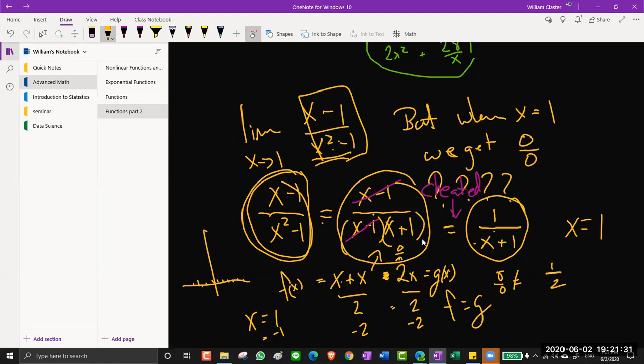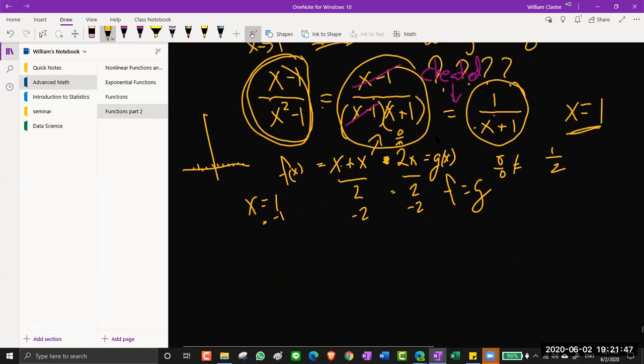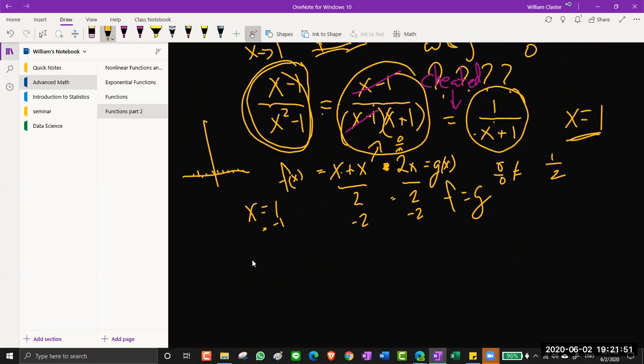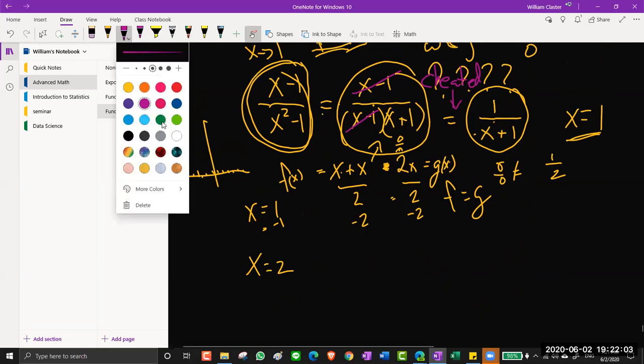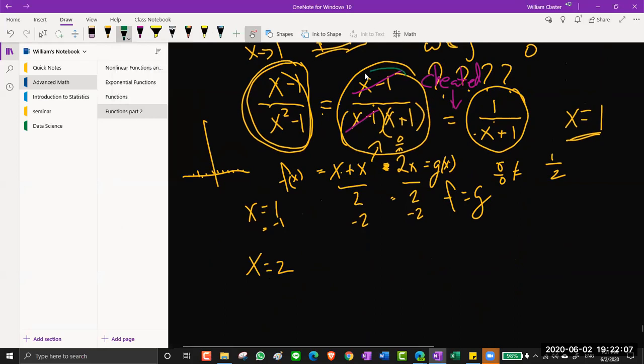Okay, so the idea is though, they're not equal when x equals 1, but everywhere else they are actually equal. Let's check that. Let's say instead of 1, let's say when x equals 2. What do you get for this part here? When x equals 2, you get 2 minus 1 over 2 minus 1 times 2 plus 1. And what do you get for this one? You get 1 over 2 plus 1. Does everyone agree so far?